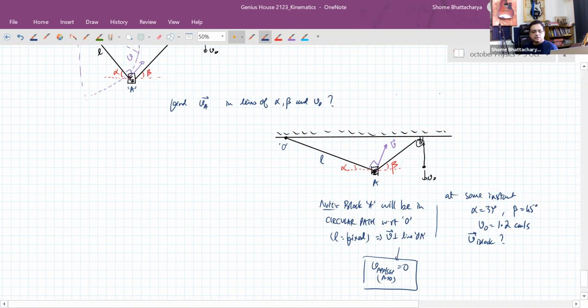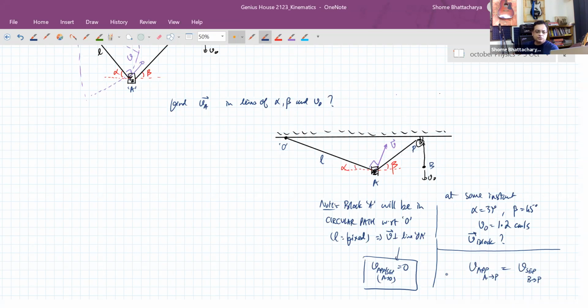Just conserve the other thread length. If this pulley is P and this point is, let's say, B, the approach velocity of the point A towards the pulley P must be balanced by the separation velocity of the point B from the point P. This is the second string's conservation. Now it's just a matter of working out the angles. You can do that quite simply because alpha and beta's numerical values are given. You just have to use trigonometric identities.